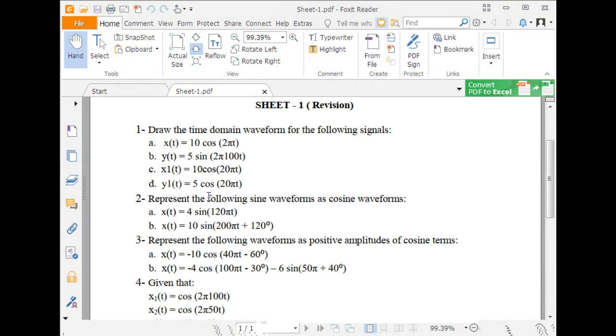Now going for question number 2. Represent the following sine waveforms as cosine waveforms. 4 sine 120 pi t, 10 sine of 120 pi t plus 120 degrees. Just do shift by 90, minus 90. Yeah, you can solve.